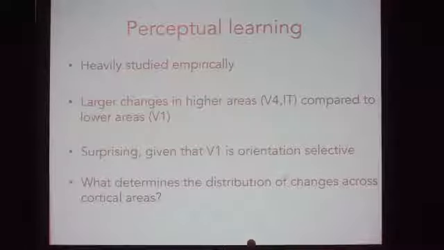And this has been very heavily studied empirically, and the broad conclusion from many papers is that you see larger changes in higher areas, like V4 and IT, as compared to lower areas, like V1. Many people have found this surprising because V1 is the most orientation selective of those areas, and this is a fine orientation discrimination task. So many people had thought V1 would be the site of the most plasticity. It does not seem to be the case. So still a relevant question today is what determines the distribution of changes across this cortical hierarchy?